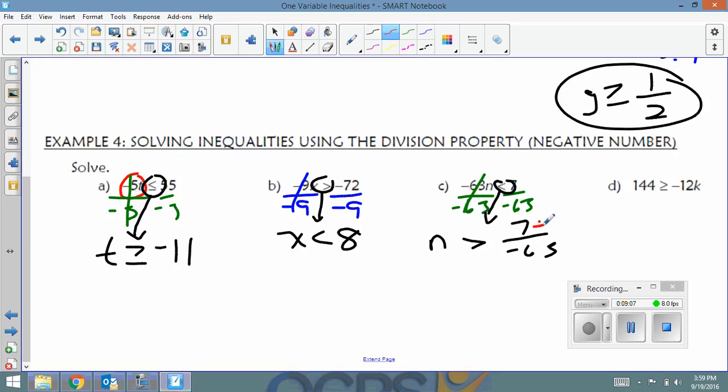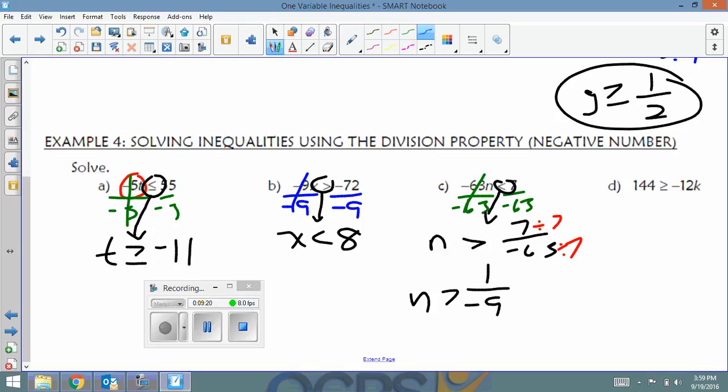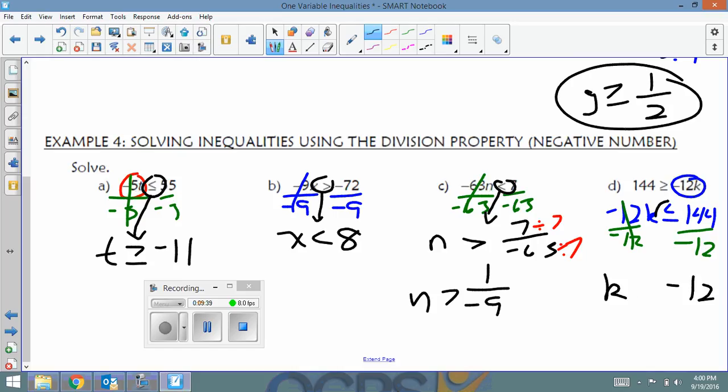Then this one, because the 7 goes into both, we're going to get n is greater than 1 over negative 9. And then on this one, remember we talked about it, this k is first on the right, so we need it to be on the left. So we're going to write it on the left. And when that happens, the sign flips. And then when we get rid of that negative 12 by dividing, we're going to get k, and this is going to be negative 12 over here. This sign in the middle flips because that number in front of that letter was negative.